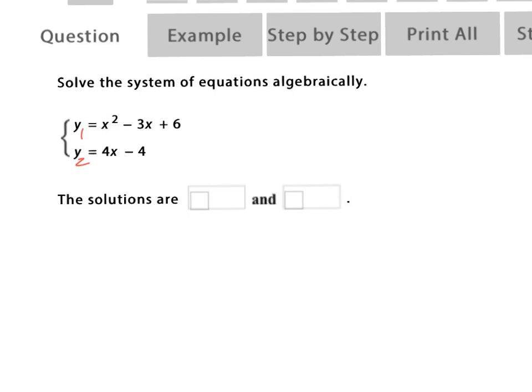So then I go to second trace, calculate number 5, intersect, press enter 3 times, and my first intersection point is at 2, 2, 4. Then I do the same thing, second trace, number 5, press enter twice. This time move my cursor up, closer to the other one. This time I get 5, 16, so my 2 solutions are 2 and 5.